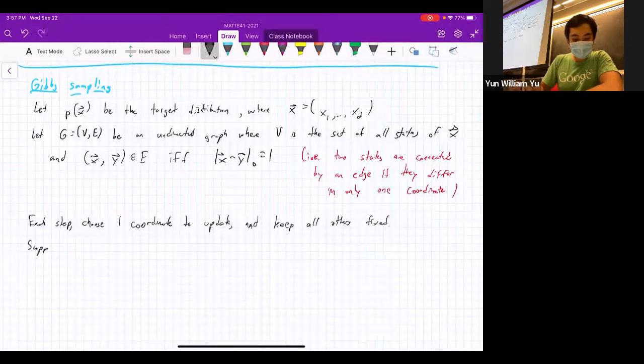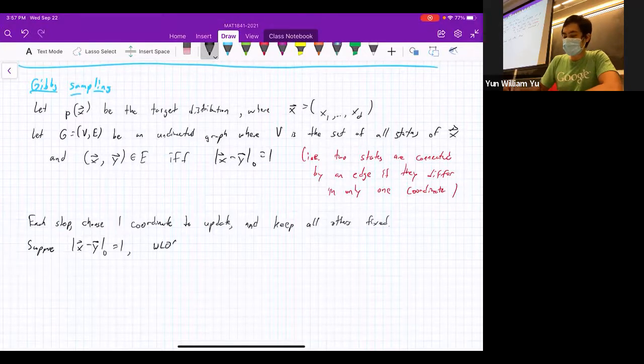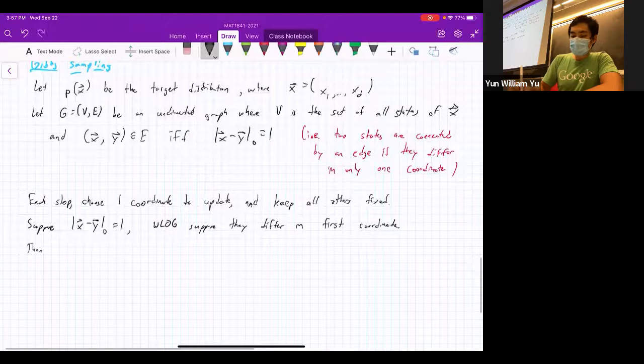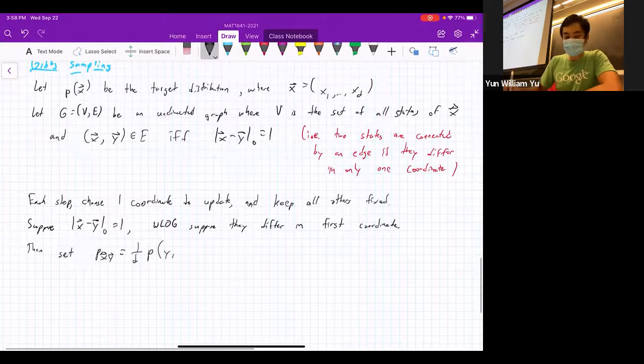And well, if we suppose that these two states differ in only one coordinate, without loss of generality, we can assume it's the first coordinate. Suppose they differ in the first coordinate. Then what we're going to do is set Pxy equal to 1 over d times the probability of y1 given all your other coordinates.